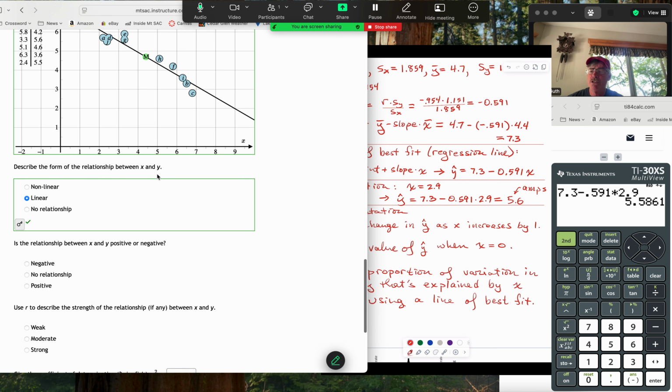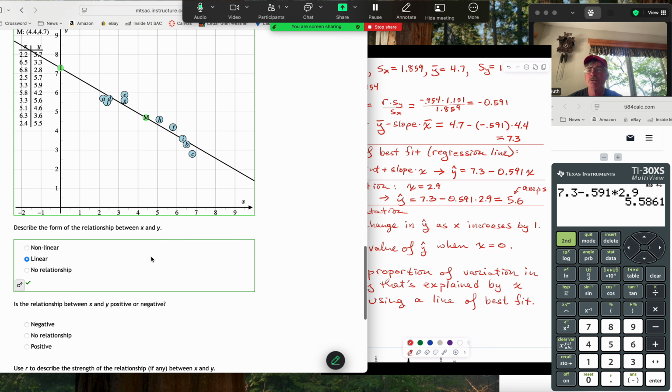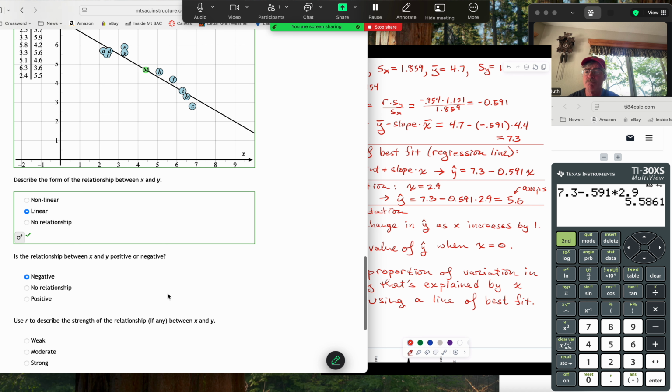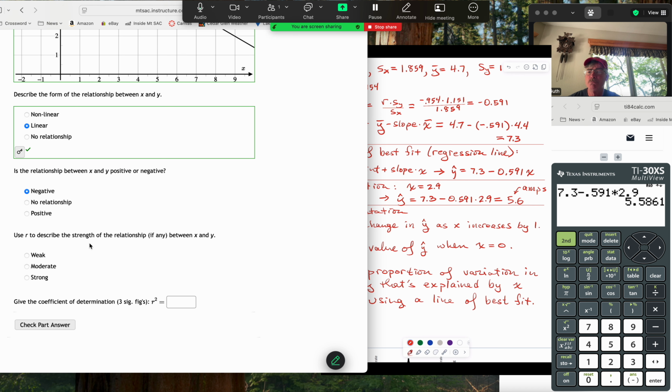And then is the relationship positive or negative? Well, the line definitely goes downhill. As I said, increasing the pH for an acid means that the acid is going toward neutral at 7. So the batteries get weaker as you do that, and that's a negative relationship as the line goes downhill there. It's a negative relationship. Now, is the relationship weak, moderate, or strong?